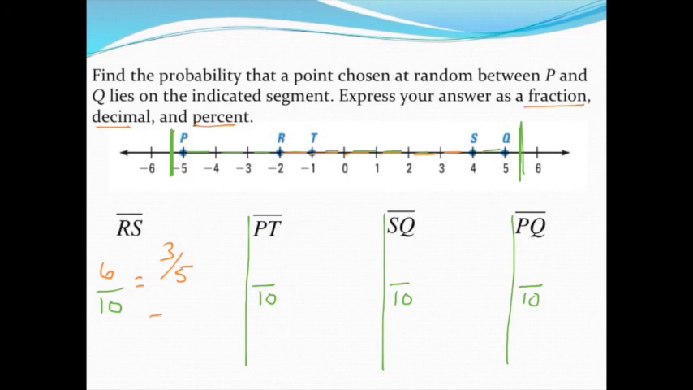If I divide that, I get 0.6. That's my probability expressed as a decimal. And then if I multiply that by 100, as we did in the geometric probability, 60% is my probability expressed as a percentage.